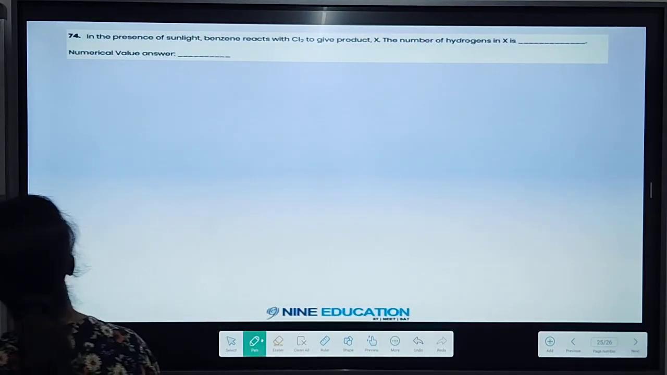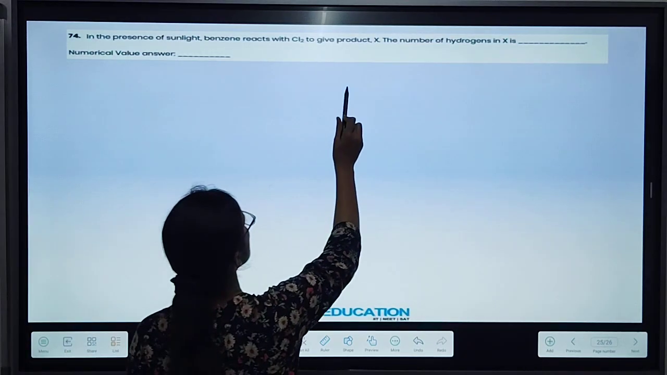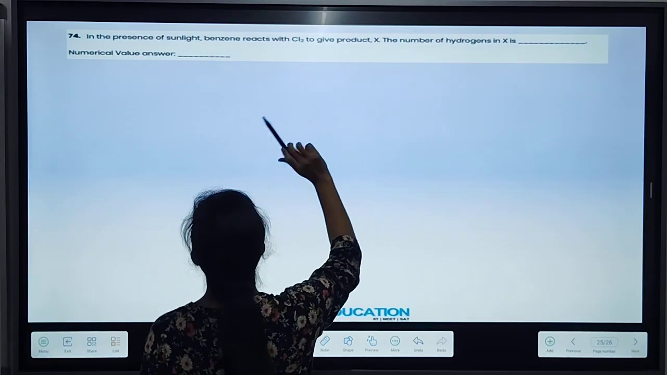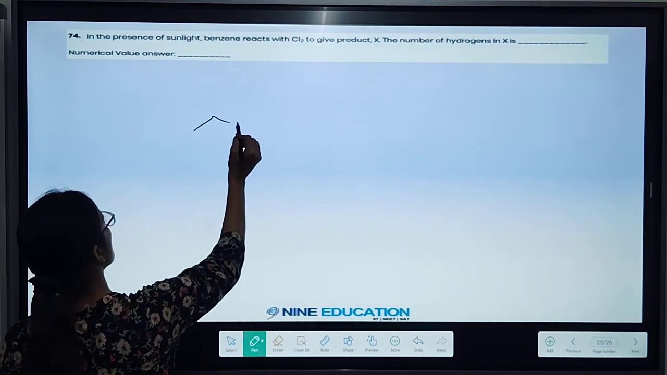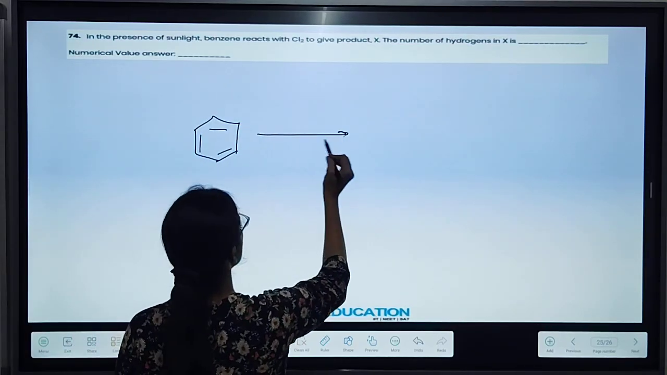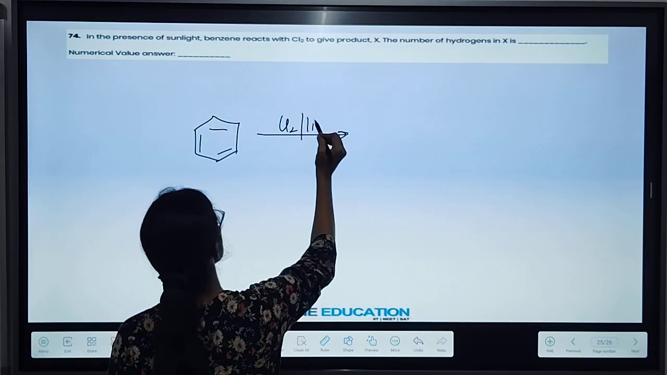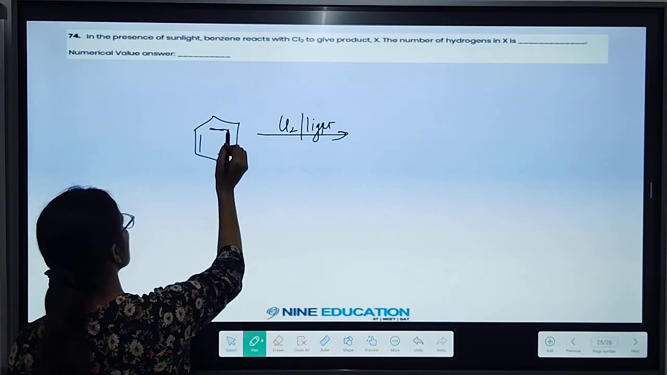Coming to 74, in the presence of sunlight, benzene reacts with Cl2 to give a product X. Number of hydrogen in X is. Okay, it is again a textbook based reaction. We are having benzene, we are reacting it with Cl2 in the presence of light. Okay, in the presence of light. Now it's an important reaction.